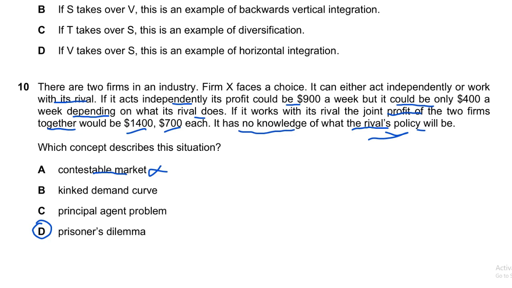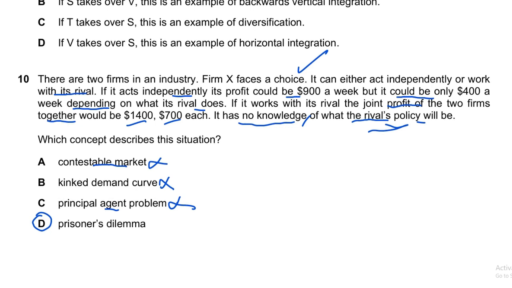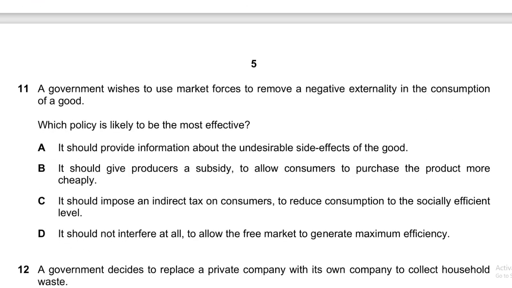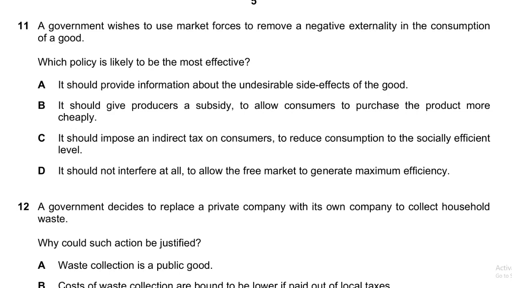And kinked demand curve happens whenever there is a price war, and there is nothing depicting that a price war is happening here. Principal agent problem is when the principal is the owner of the business and the agent is the worker. So there is no conflict between owner and worker in this given scenario. So it's the scenario of prisoner's dilemma, and sometimes we call it a two-player payoff matrix as well.